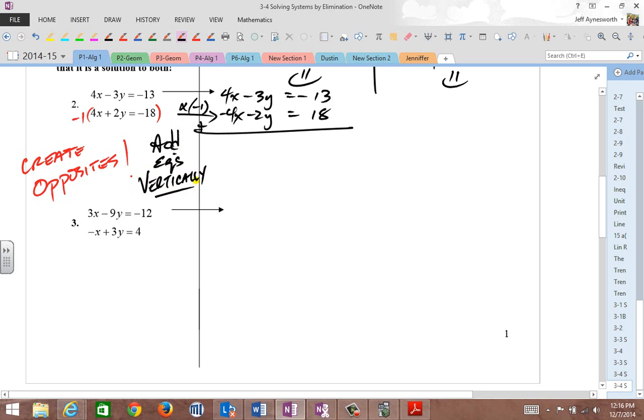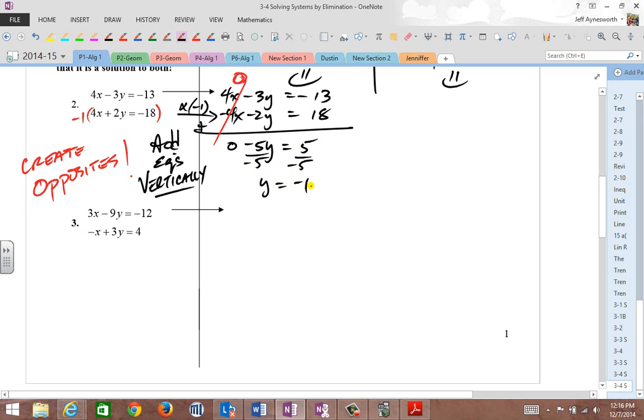Okay, that's all you do. Okay, and so 4x plus a negative 4x, that cancels to 0. You can put a 0 there if you like. Negative 3y and a minus 2y is a negative 5y. And negative 13 plus 18 is 18 minus 13, which is 5. So divide by negative 5, all right, and y is equal to negative 1.